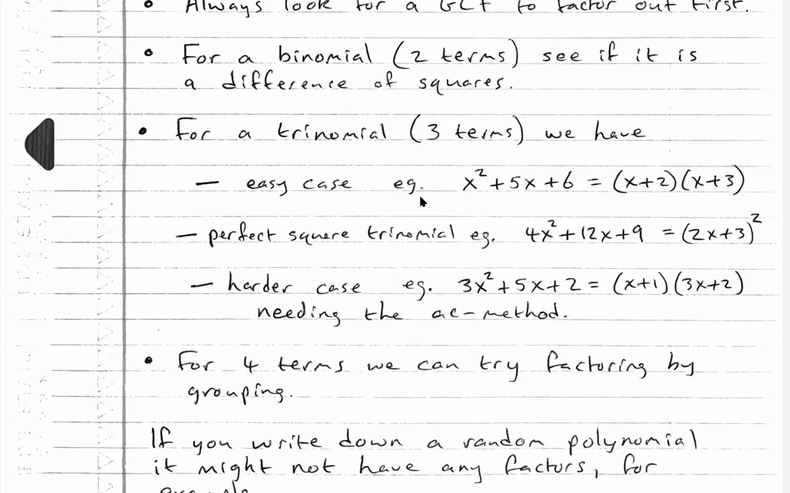We have the easy case. So if you just have 1x squared, then you're in the easy case, and you can just look for 2 numbers that multiply to give c and add up to give b, and those give the numbers for the factors.